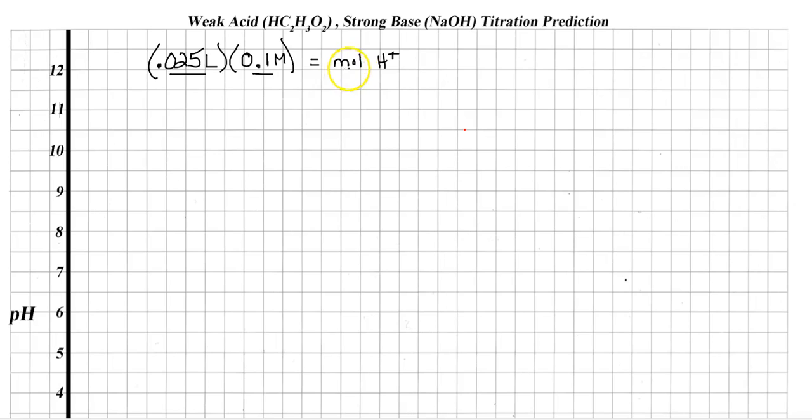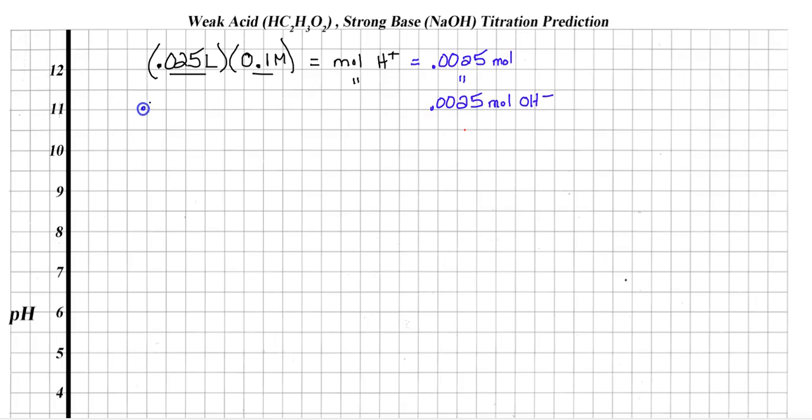And why do I want that? Because I know that's going to equal the moles of my base. So when I do this calculation, multiplying 0.025 by 0.1, I get the value for the moles to be 0.0025 moles of my acid, and that has to equal 0.0025 moles of my hydroxide. That's really important, okay, that you understand that. That would definitely be a point there.